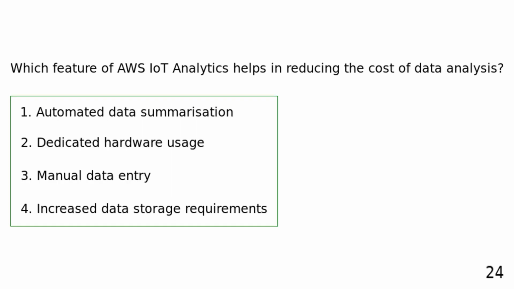Which feature of AWS IoT Analytics helps in reducing the cost of data analysis? Automated data summarization. Dedicated hardware usage. Manual data entry. Increased data storage requirements.